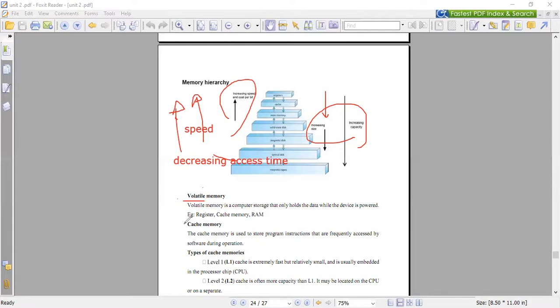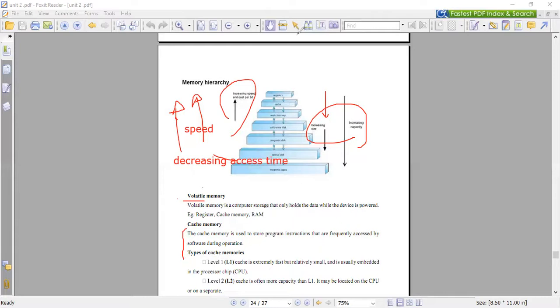When you take volatile memory, cache memory is one of them, right? Cache memory is used to store programs and instructions that are frequently accessed by the software during operation. Now the processor needs to get some data, but it is difficult to take it from the RAM.